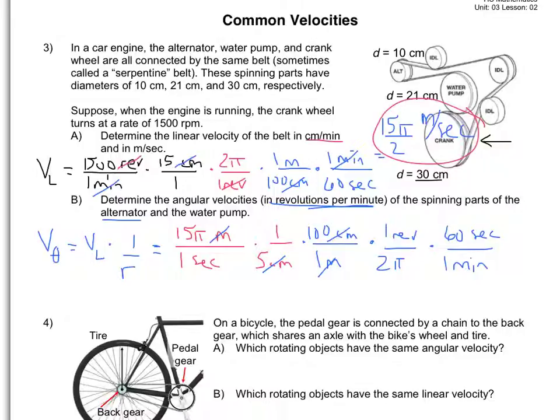So when I start canceling things out, the minutes remain. So that's okay, but the seconds disappear. And now it's just a matter of multiplying everything across. Pi's go away, and I end up with 900 revolutions per minute. And that's for the alternator. And then you can do the same thing for the water pump. It's just your radius changes. And that's it.